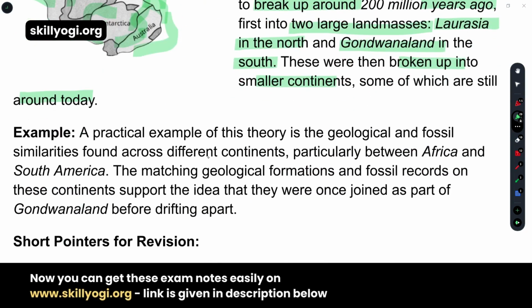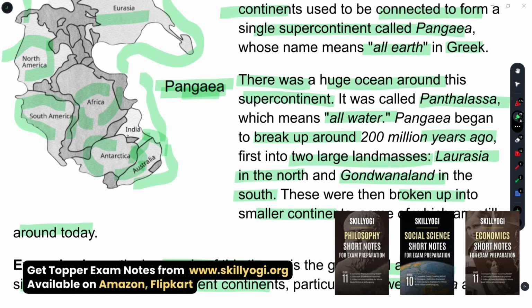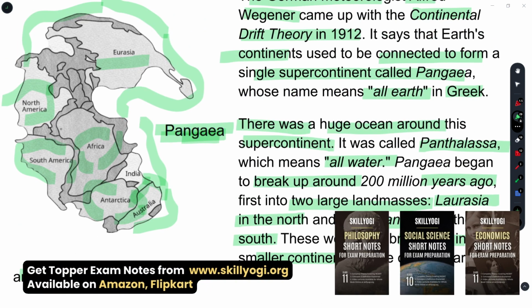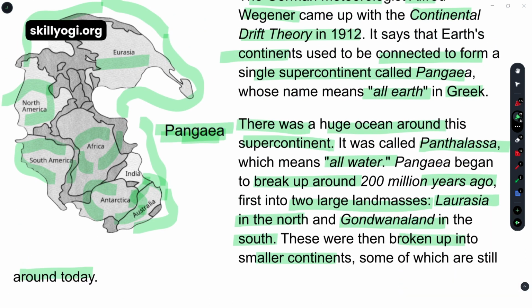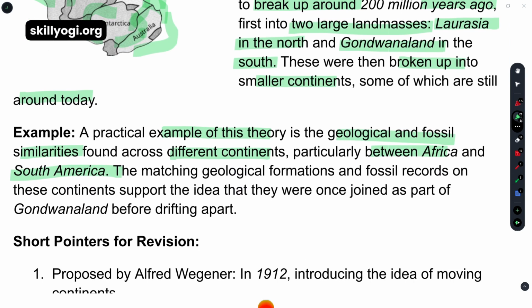So what is the example given? A practical example of this theory is the geological and fossil similarities found across different continents, particularly between Africa and South America. If we look at the location of the continents, we can understand that Africa and South America were merged together. So there are some geological and fossil similarities between these two continents, Africa and South America.